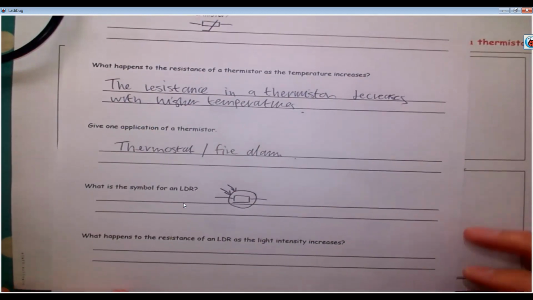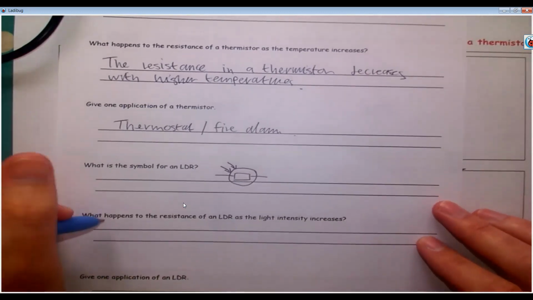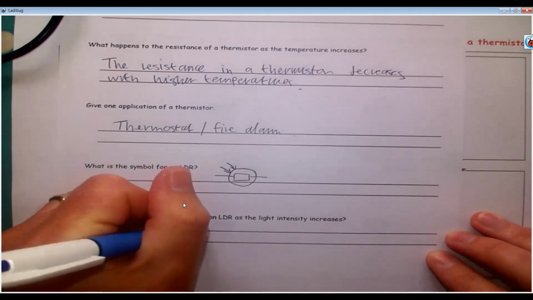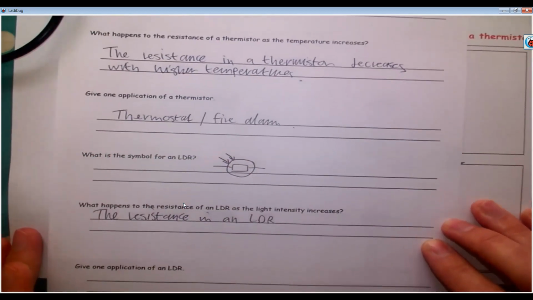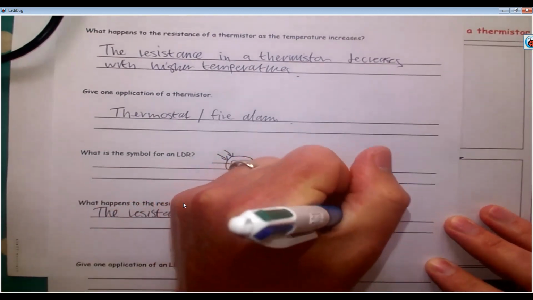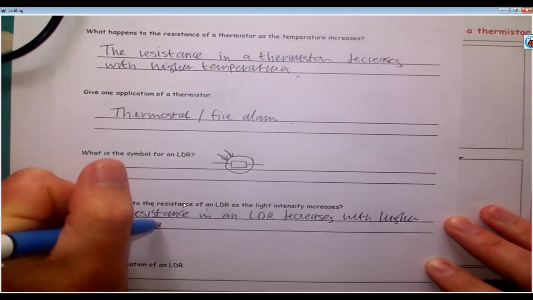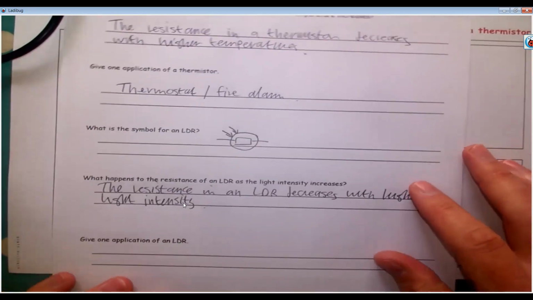So what happens to the resistance of an LDR as light intensity increases? The resistance in an LDR decreases with higher light intensity. So as there is more light, there is less resistance, so more current can flow in the circuit. So where might we have some commonly used applications for that?